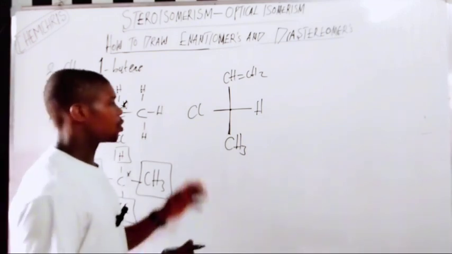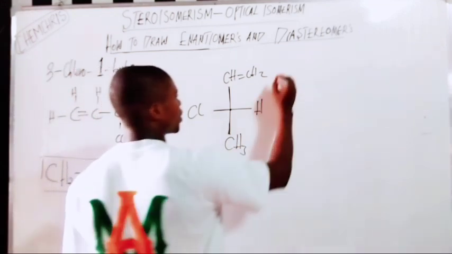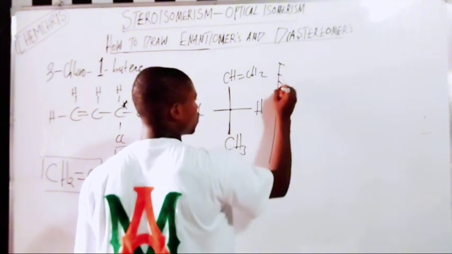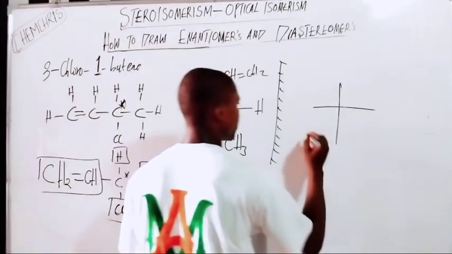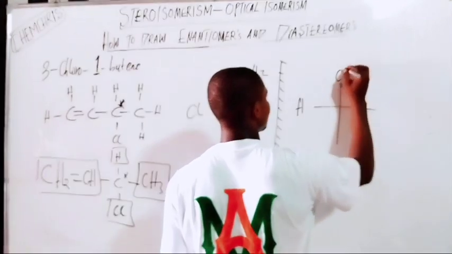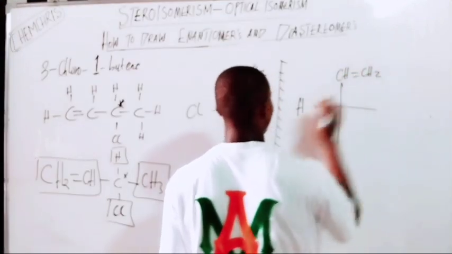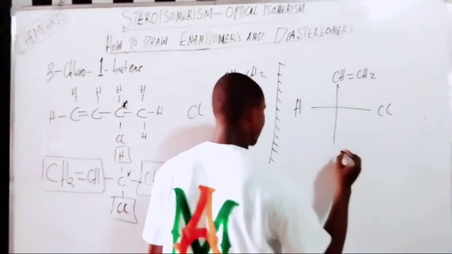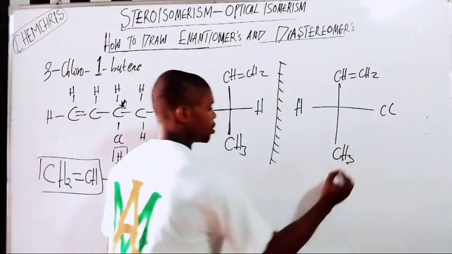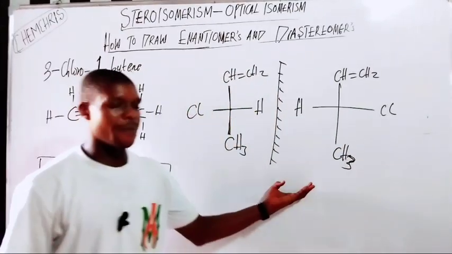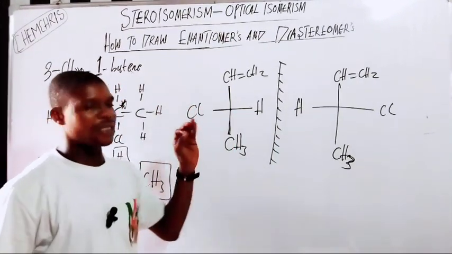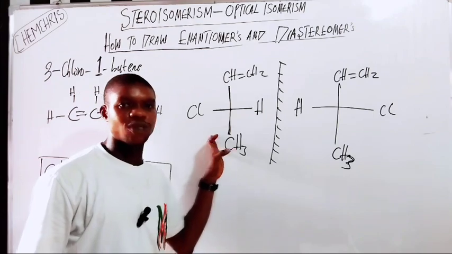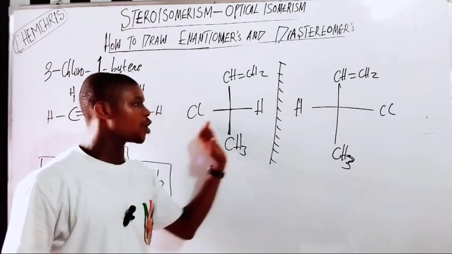Now the next thing to do here is to draw the mirror image of this guy. You just imagine there's a mirror here. Right? So draw the mirror image of this guy here. So you have hydrogen, CH double bond CH2, right? Here we have Cl, and here we have CH3. So they are called enantiomers. Remember, enantiomers. This is a chiral molecule, and this is its mirror image. So this guy is a mirror image of this guy here.